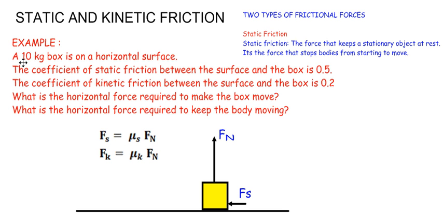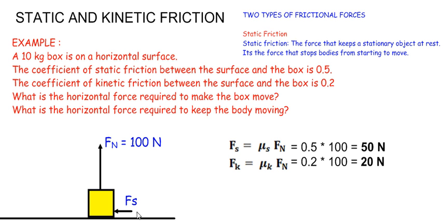Example: a 10 kilogram box is at rest on a horizontal surface. The coefficient of static friction between the surface and the box is 0.5. The coefficient of kinetic friction between the surface and the box is 0.2. The question is, what is the horizontal force required to make the box start moving? And what is the horizontal force required to keep the body in motion once it's moving?